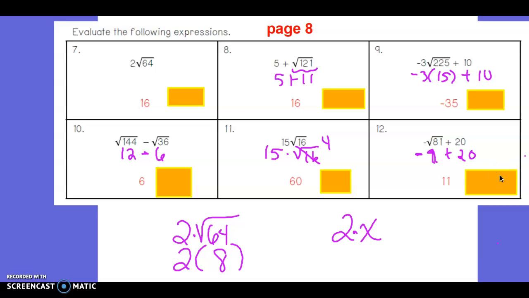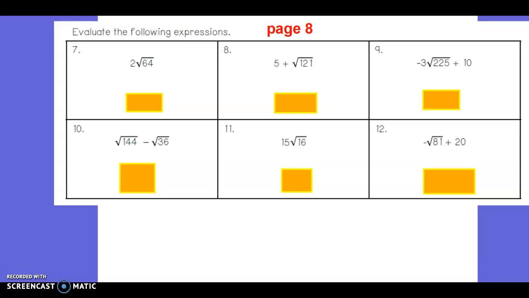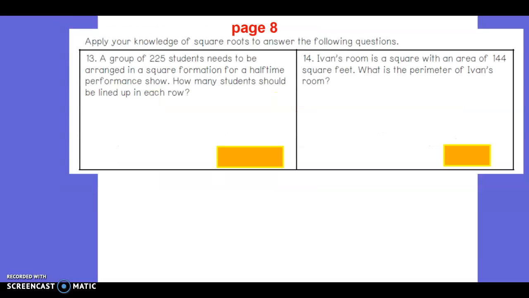Now let's try just a couple more application problems. Problem number 13 says a group of 225 students need to be arranged in a square formation for a halftime performance show. How many students should be lined up in each row? So if you think about a square, if you're lining up students in rows, if it's square, there has to be an equal number of students going across this way and going up and down this way.